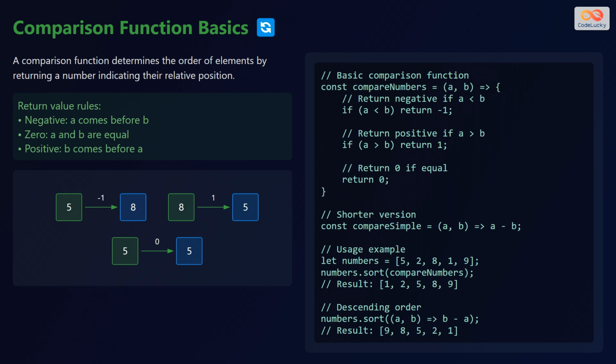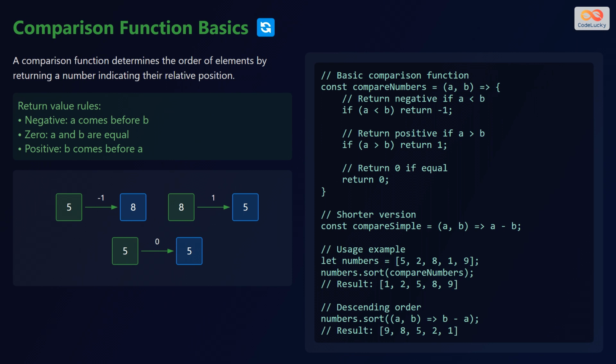The first example shows if A is less than B. If we are comparing 5 and 8, then the comparison function will return -1. In the next example, A is greater than B. If we are comparing 8 and 5, then the comparison function will return 1. And if A is equal to B, then the comparison function returns 0. The code example shows a basic comparison function.